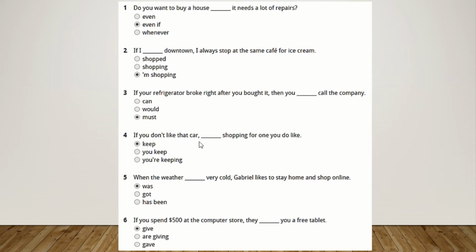Another one, and the last one that I want to focus on here, is number 4. If you don't like that car, keep shopping for one you do like. All right? So, why don't you use the subject here? You keep shopping. Because in this case, you are giving advice. Remember that I told you that for advice, or for invitations, or commands, or just orders, you don't need the subject because it's an imperative sentence. You just start with the verb: open the window, open the book, come to my party, keep shopping. You are giving advice.